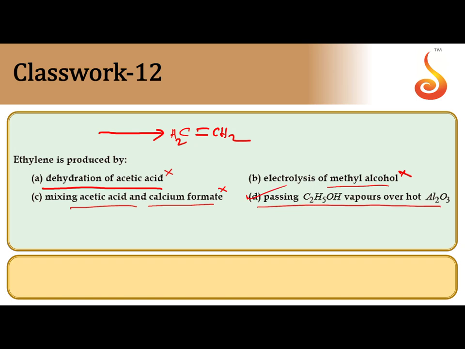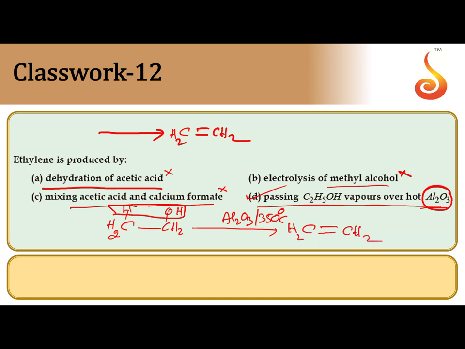Al2O3 is a powerful dehydrating agent. So when alcohol is passed over hot Al2O3 at 350 degrees centigrade, dehydration takes place producing alkene. So when ethyl alcohol vapors are passed through hot Al2O3, which should be maintained at 350 degrees centigrade, H2O is eliminated producing ethylene. That's why the correct answer is D.